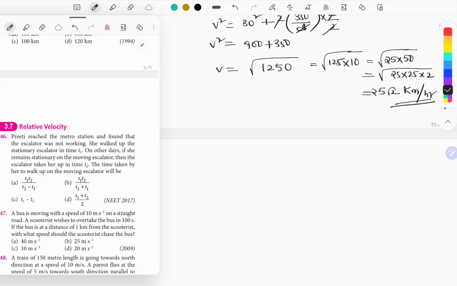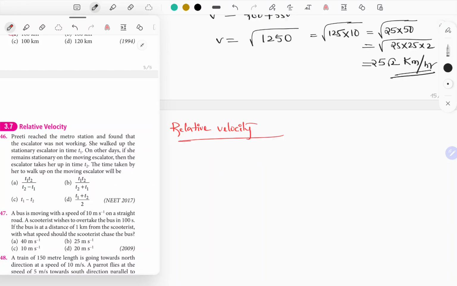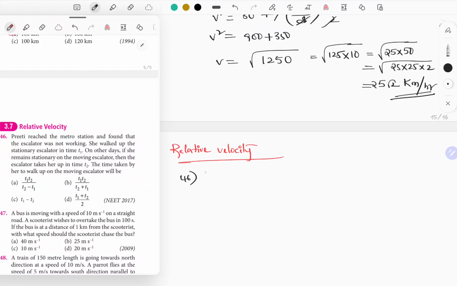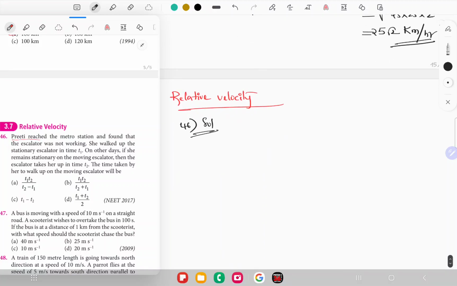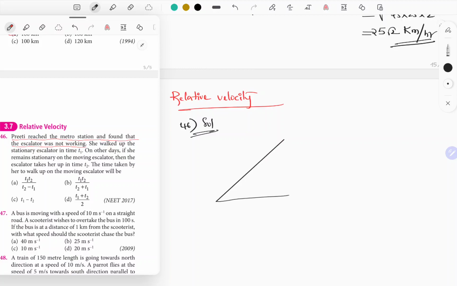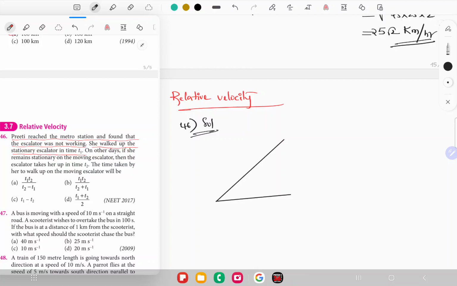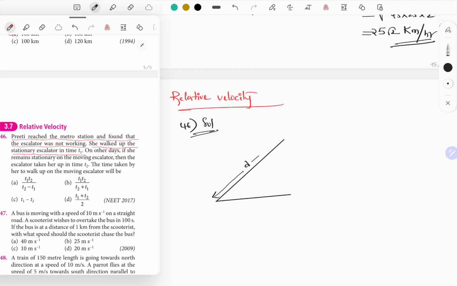Next concept is relative velocity. Question number 46, solution. Preeti reached the metro station and found that the escalator was not working. She walked up the stationary escalator in time t1. Let us say the total distance of this escalator is d, and she walked up in t1 seconds. So the velocity of Preeti is going to be distance by time, d by t1.